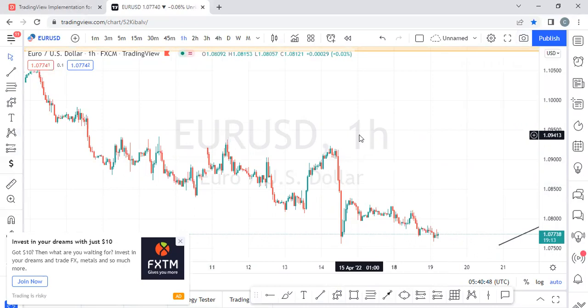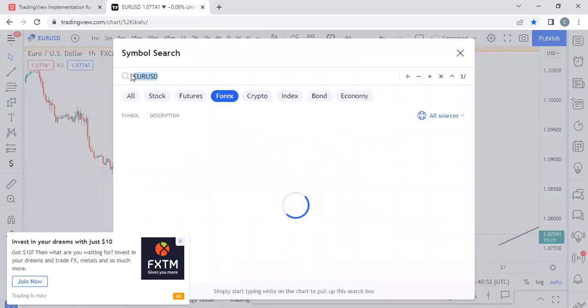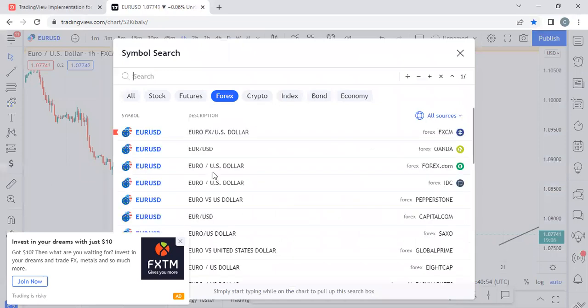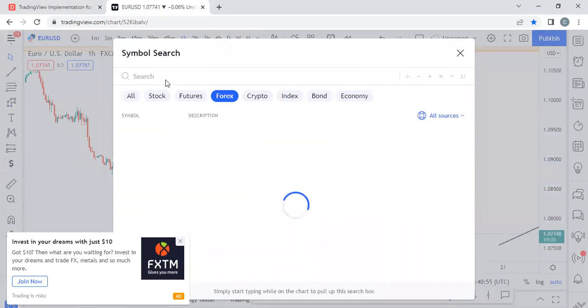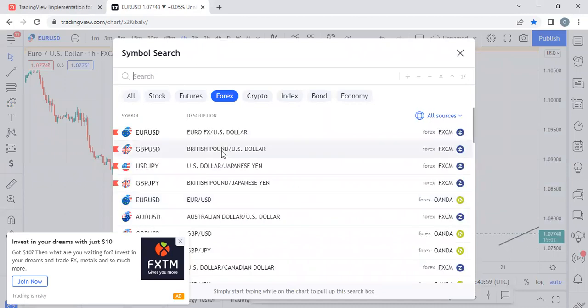Okay, let us go over two more and then call it a day. Don't make this video so long. We have EU there. Let's look at GU, British pounds versus the US dollars. Right, GU.